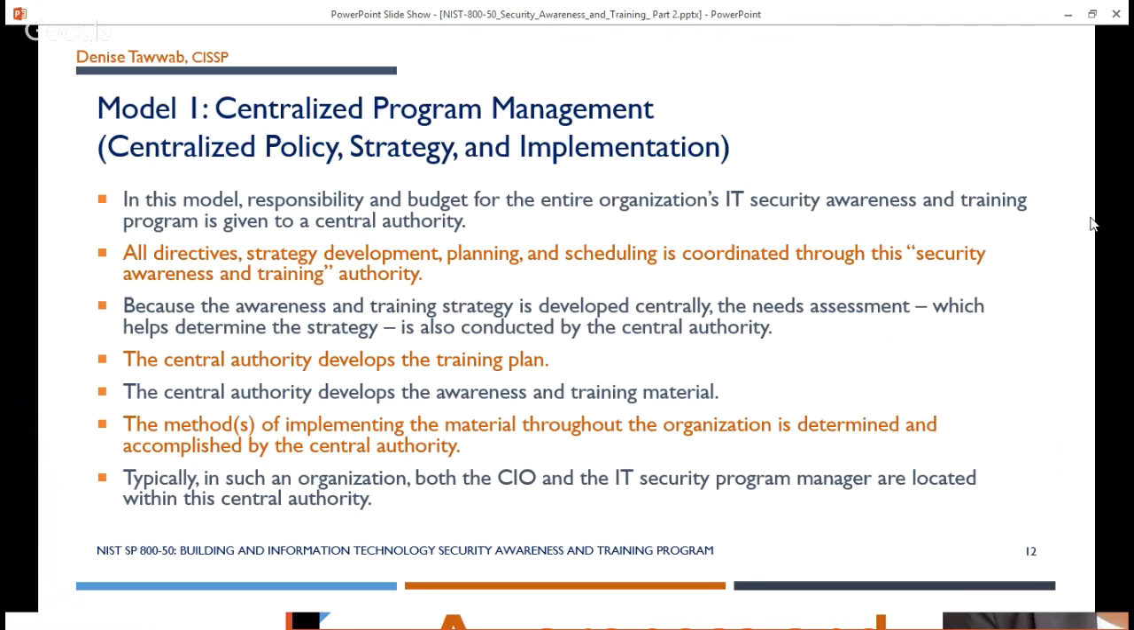Because the awareness and training strategy is developed centrally, then the needs assessment is also conducted by the central authority. The central authority develops the training plan, the awareness and training material, decides on the methods of implementing the material throughout the organization. And typically in such an organization, both the CIO and the IT security program managers are located within this central authority. So it's a very centralized approach.